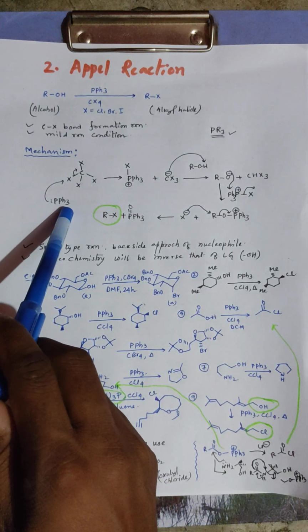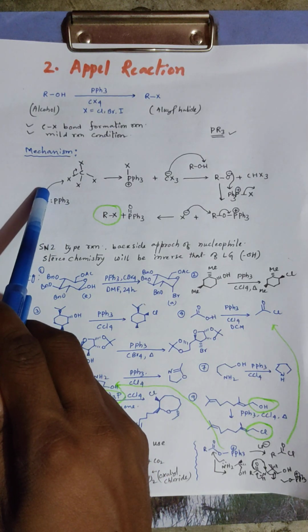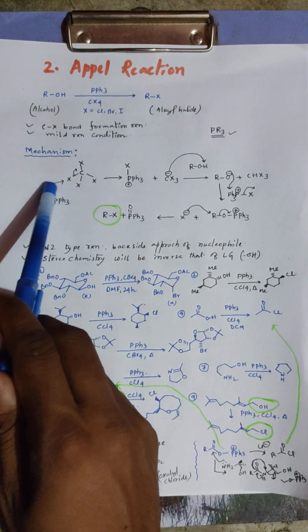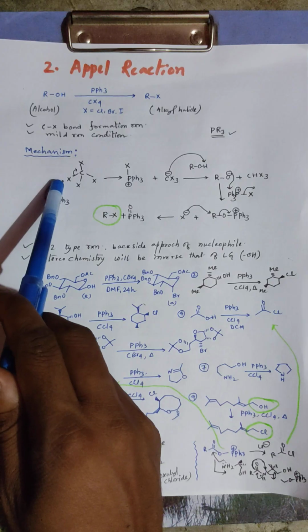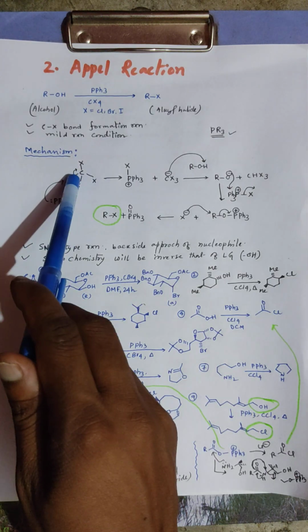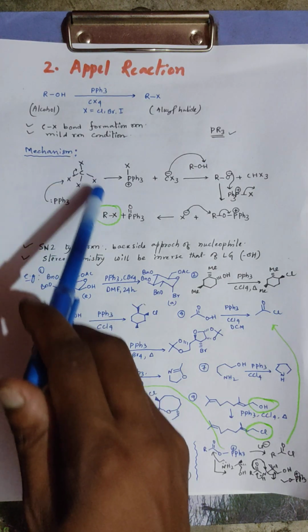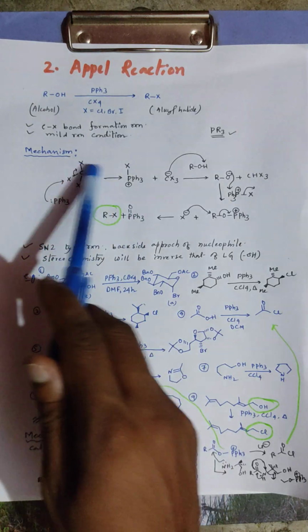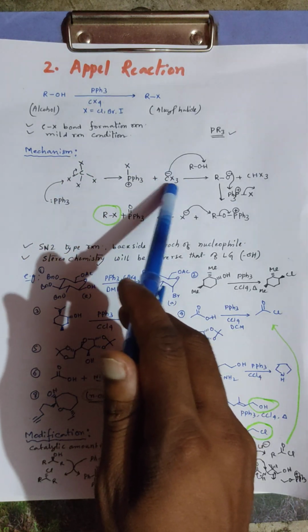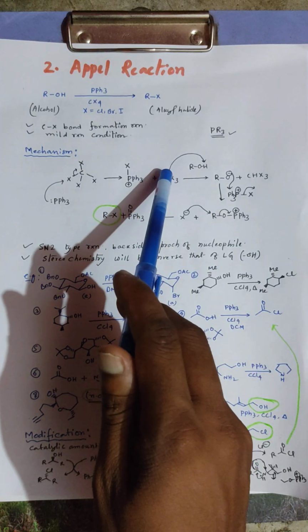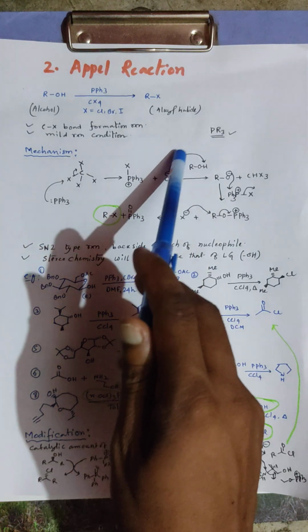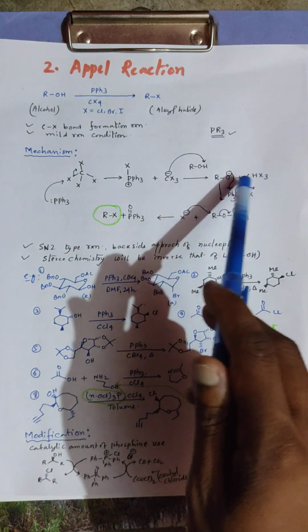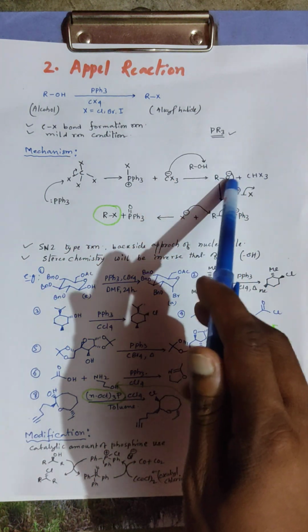The triphenylphosphine first undergoes reaction with this carbon tetrahalide. It first attacks one halide atom, and that carbon-halide bond breaks down, generating PPh3+ X, and further the counter anion CX3-. That CX3- undergoes proton abstraction from the alcohol and produces CHX3, and also this alkoxide anion.